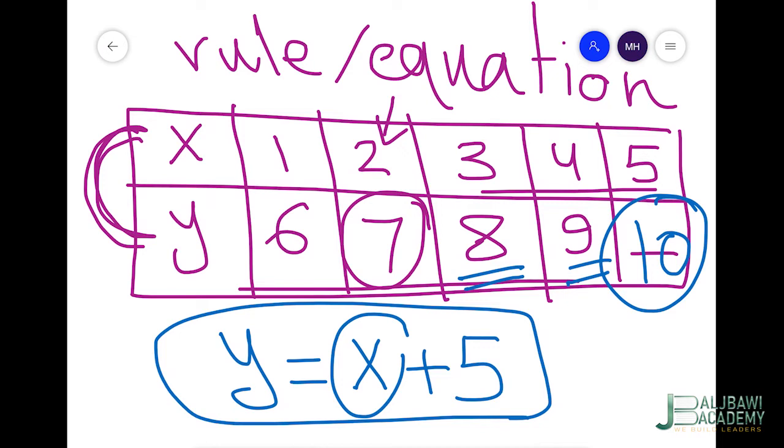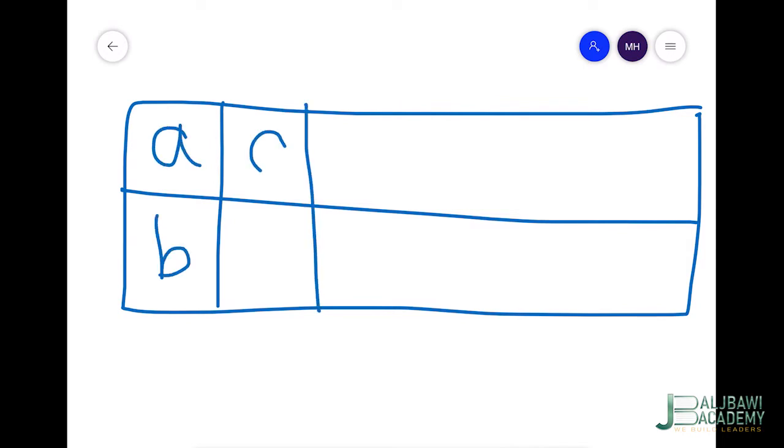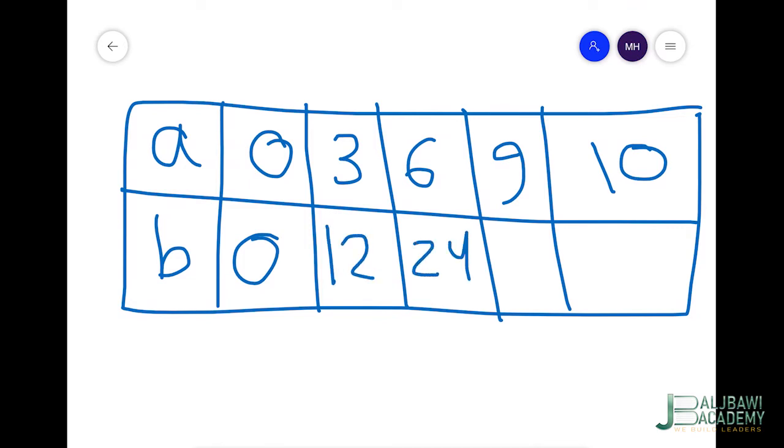Now let me give you another example. If I give you this table and I write two variables, for example a and b, I write some values for a: here I write 0, here 12, here 24, here 36, here it's missing. So now I want the rule and the equation that fit the pattern in this table.